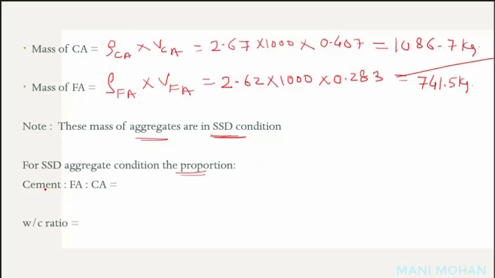it will be mass of cement is to mass of fine aggregate is to mass of coarse aggregate. The mass of cement which we are using is 346. Mass of fine aggregate we have to use in this mix design is 741.5 and the mass of coarse aggregate is 1086.7. If we divide all the terms by 346, we get 1:2.14 to 3.14.